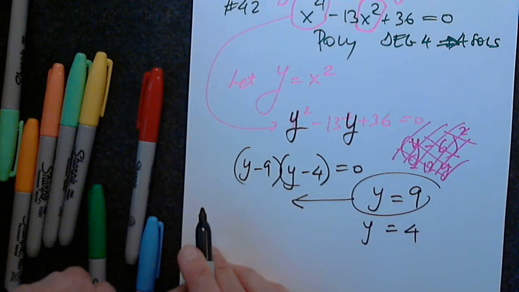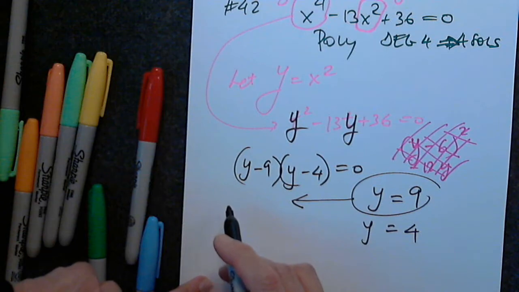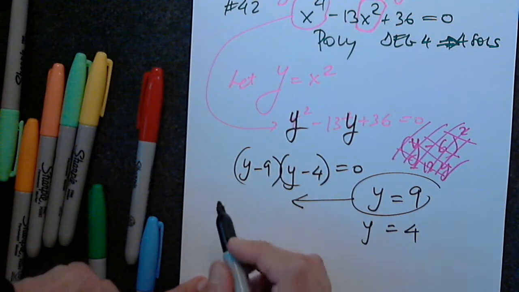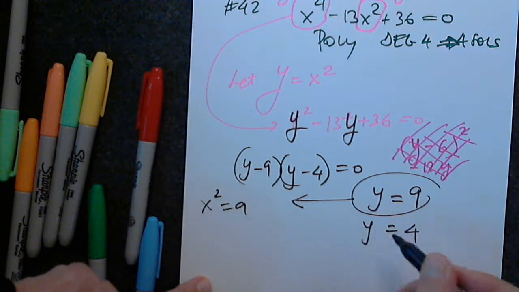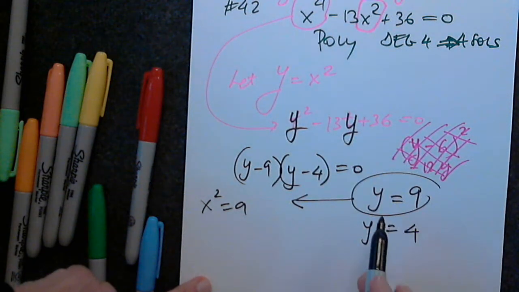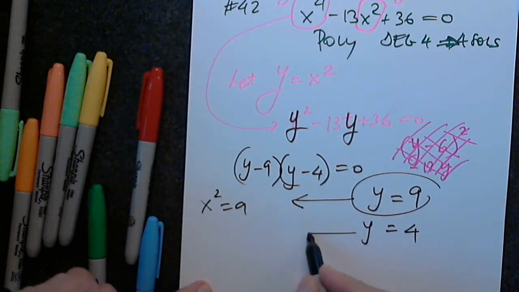Can anyone give us the new equation? x squared equals 9. We're just replacing back y with x squared. We don't do anything else. y is the same as x squared. Can anyone give us a second equation?